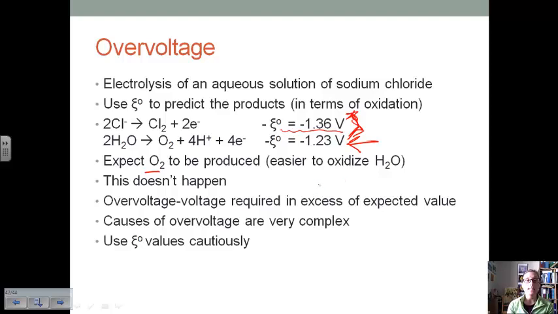But in reality, this doesn't happen, and this is due to what's called overvoltage. This is the voltage required in excess of the expected value. So this water to oxygen requires more voltage than what is expected, and the causes of this can be very complex. And so you just need to keep in mind that you need to use standard reduction potentials cautiously. We can use them as a starting point and to make some approximations, but it's not always going to be exactly how things work.